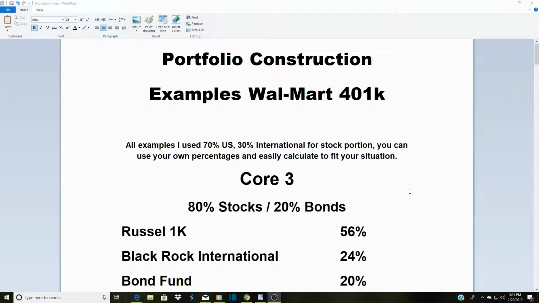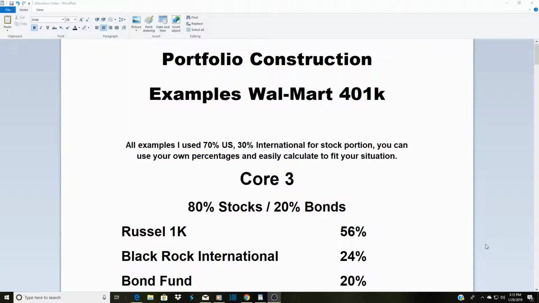Now I use 70% US, 30% international in my 401k because I do not use the real asset fund. In my other portfolios, I have them allocated to 60% US, 30% international, and 10% REIT, which is real estate investment trust. That's not available in your 401k. The closest thing that you do have is that real assets fund. I just choose not to use that fund in my 401k.